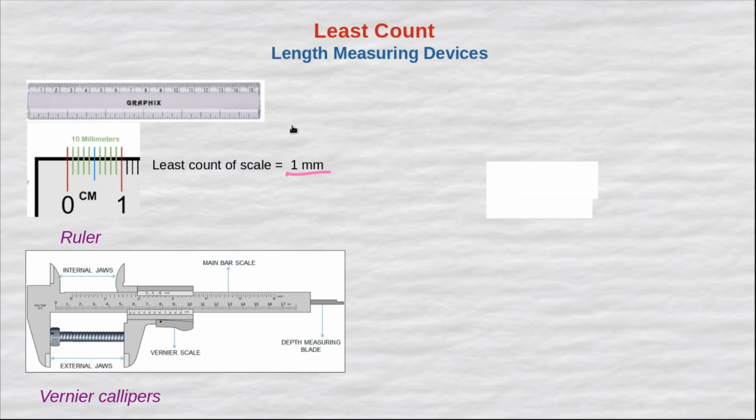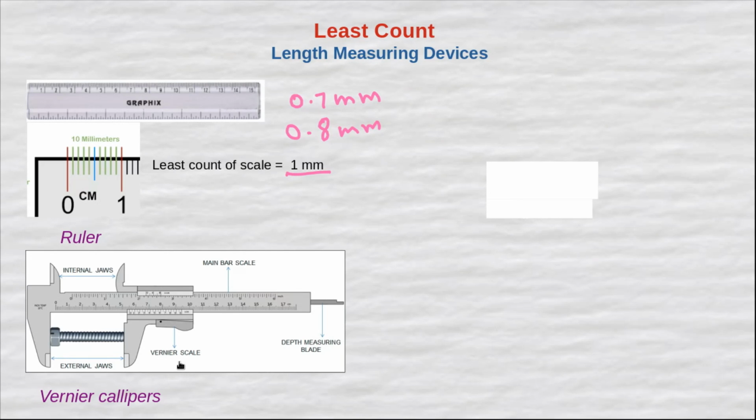If you want to measure less than 1 mm, like 0.8 mm or 0.7 mm, how can you measure? You cannot measure through this scale, because accurately it can measure up to 1 mm only. If you want to measure less than that, then you have to go to another measuring device. So for measuring less than 1 mm, we go to another measuring device, which is called vernier calipers.